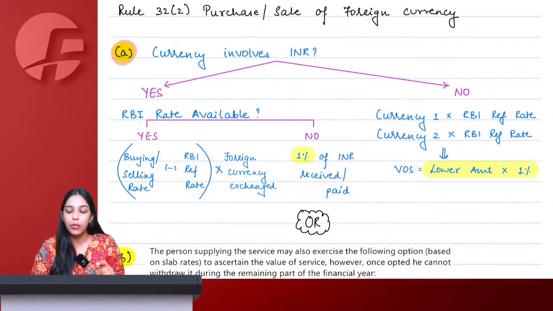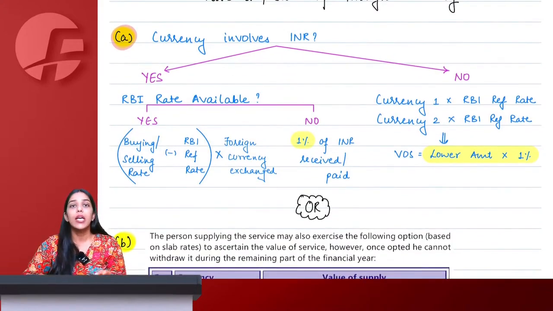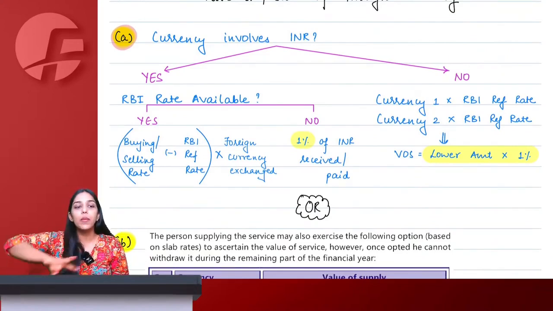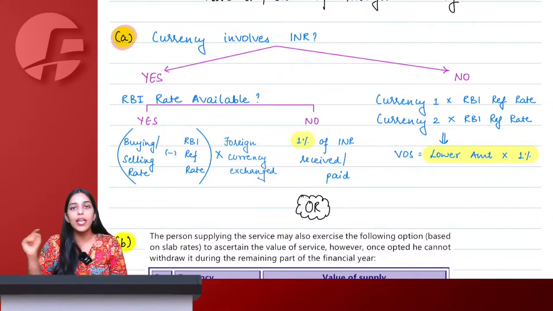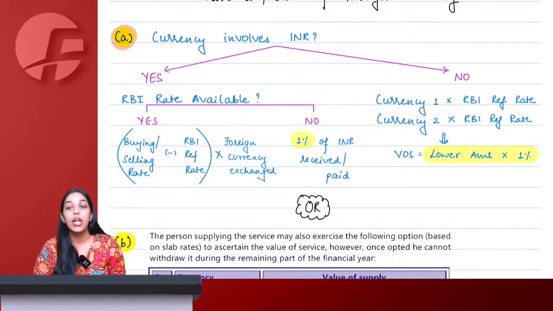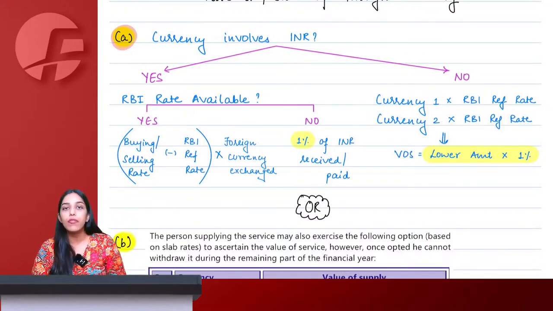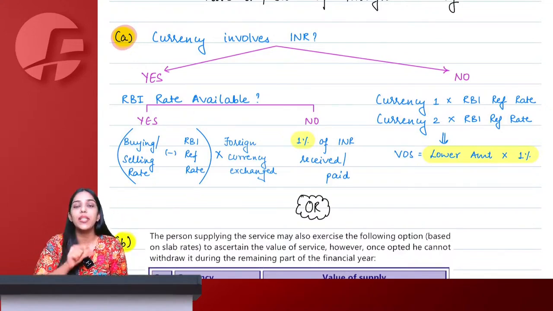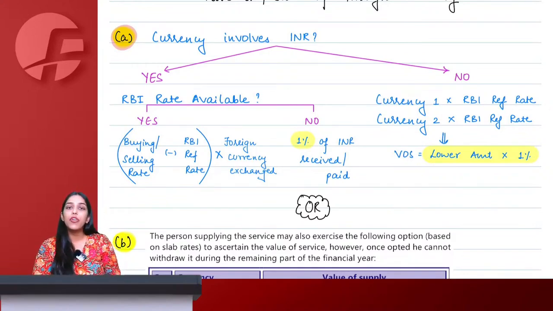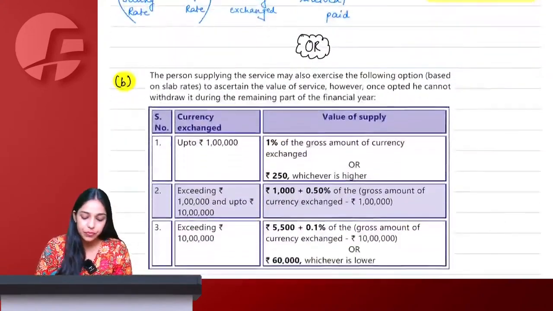GST will be applicable on that amount. To summarize, the two currencies being exchanged, do they involve INR? No. You convert both currencies into rupee, and 1% of the lower amount becomes the value of supply. Ma'am, currencies involving INR but reference rate not available, then 1% of the rupee given or taken. Ma'am, currency involves INR, reference rate is also available, then what are you waiting for? What is your actual profit from the reference rate? That actual profit only becomes the value of supply.